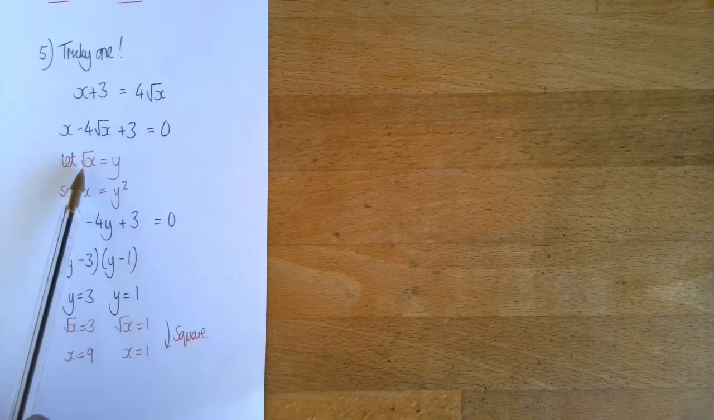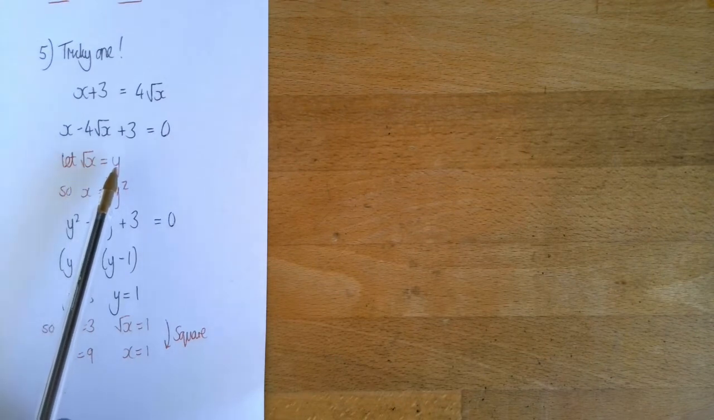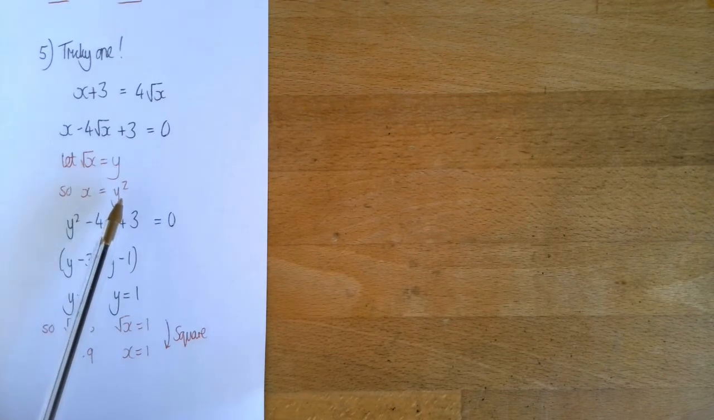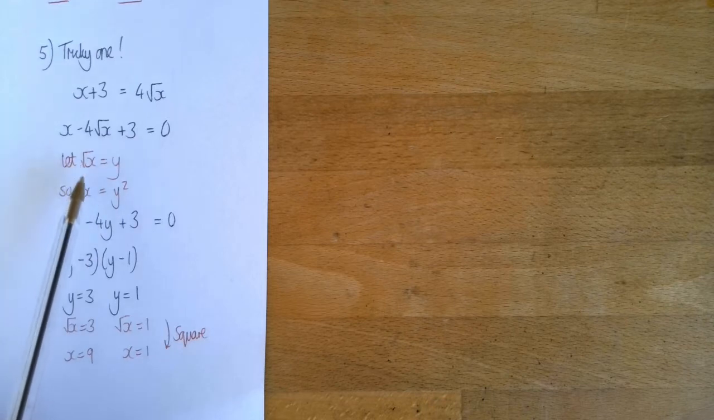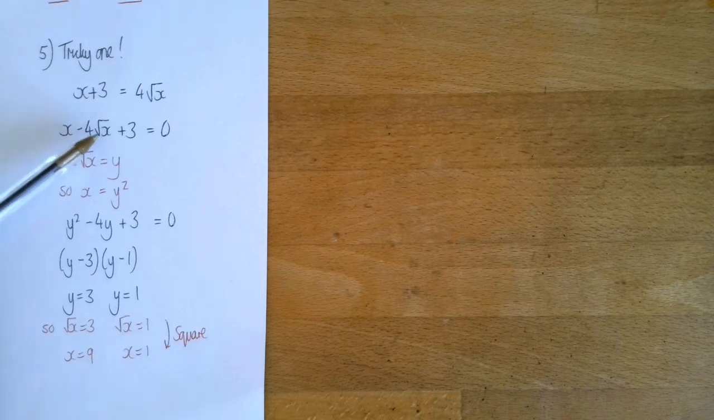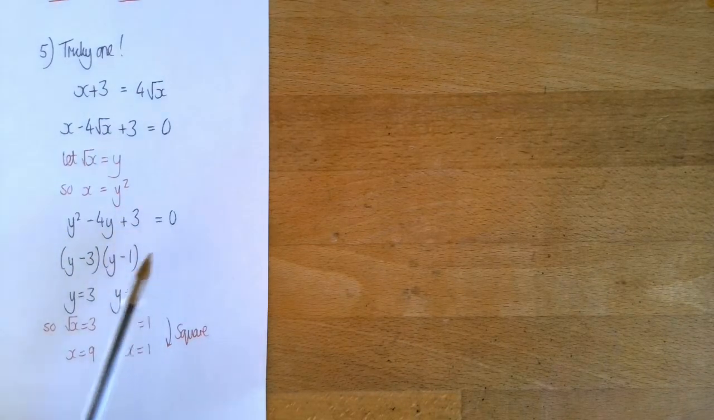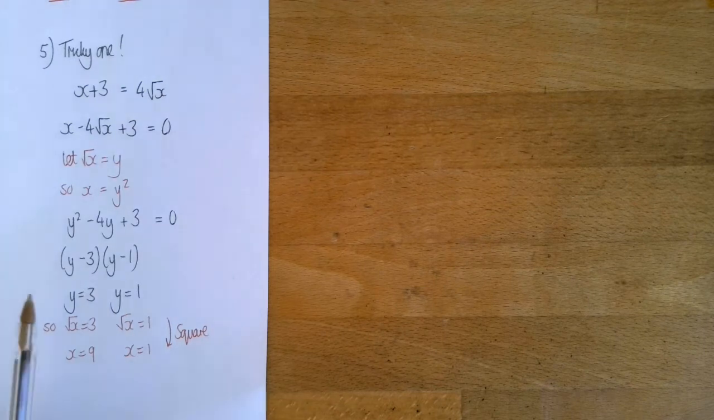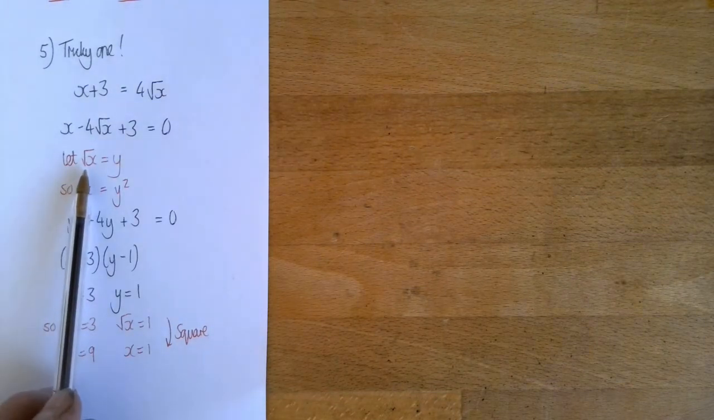And then I replaced the square root of x with y. And that means that y squared, the square root of x squared, is just x. So this becomes y squared, and this becomes y, so you get a quadratic, which you could solve. So that means that your y values are what the square root of x is.